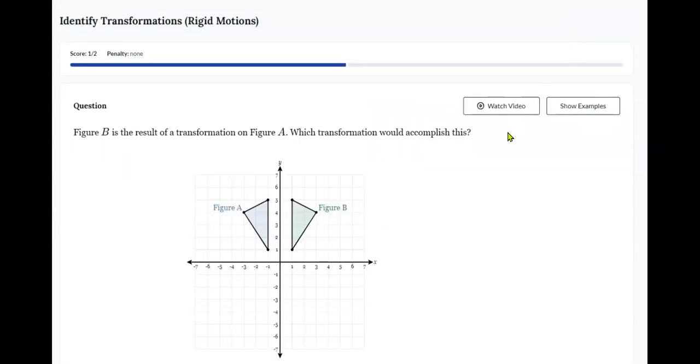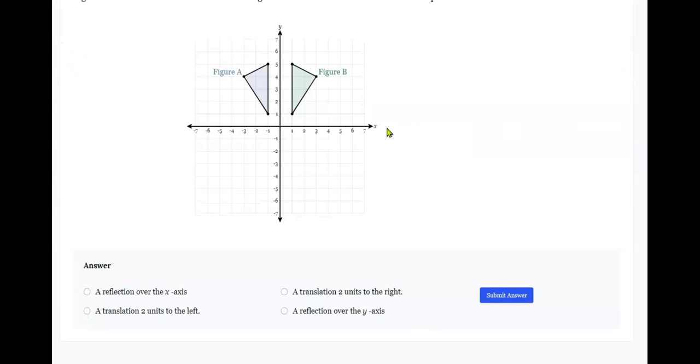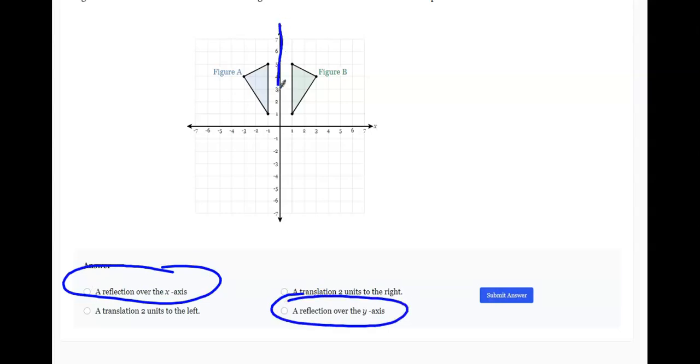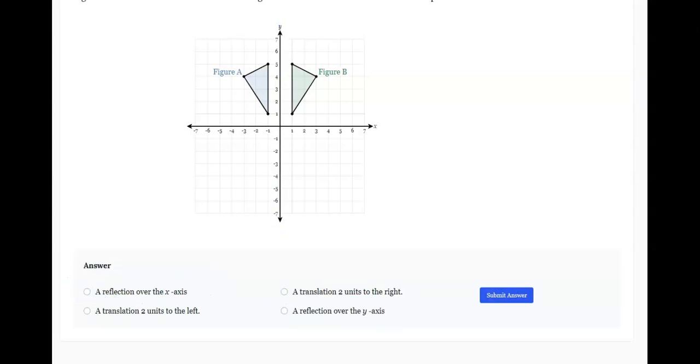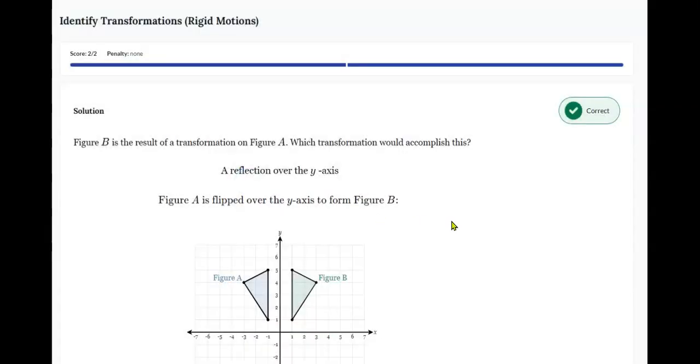Let's try another one. In this one here, the blue figure was changed into the green figure, and it looks like it's pointing in the complete opposite direction, and opposites are reflections. Now be careful to read which type of reflection you are choosing. We are flipping over this vertical line axis, which is the y-axis. So be sure to choose the correct type of line of symmetry.